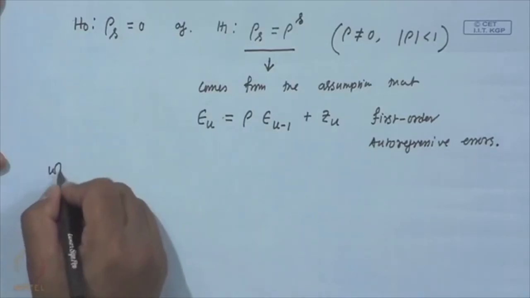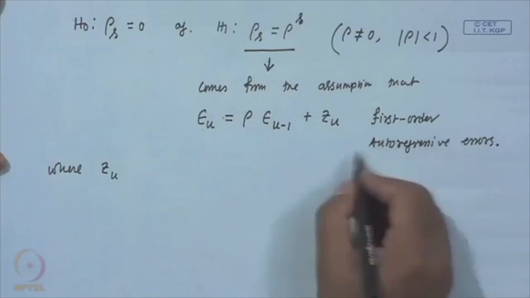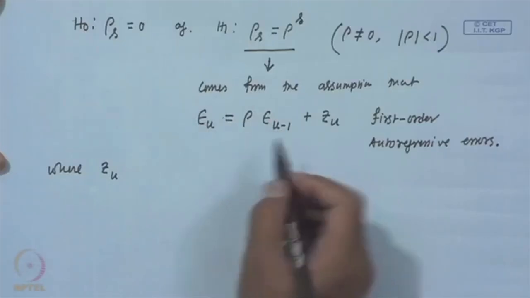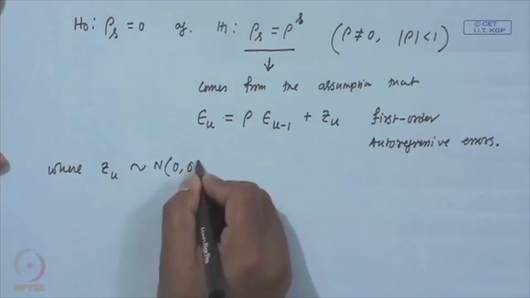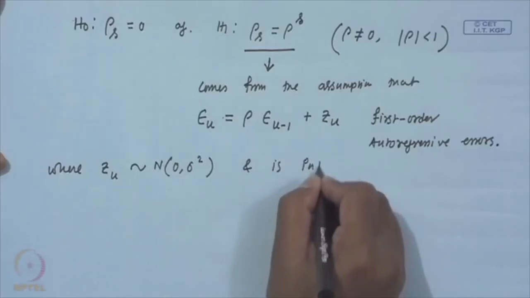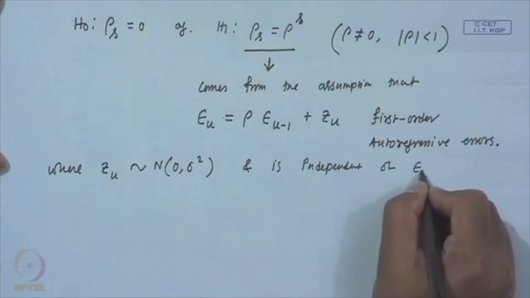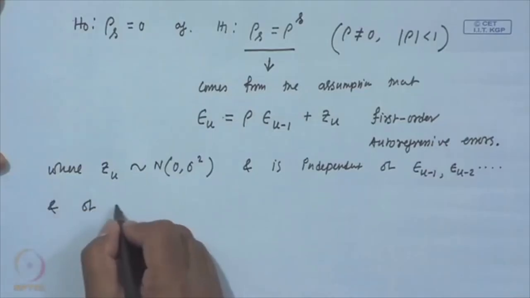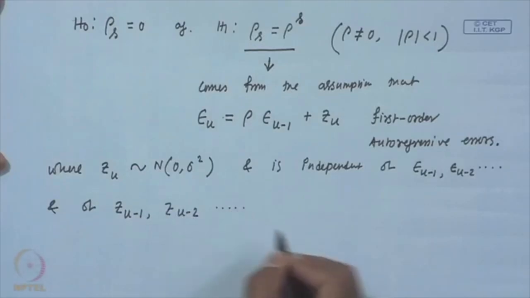Okay, where this z u, first order autoregressive means there is a linear relationship between epsilon u and epsilon u minus 1, where z u follows normal 0 sigma square. And this z u is independent of epsilon u minus 1, epsilon u minus 2 and of z u minus 1, z u minus 2 like this.